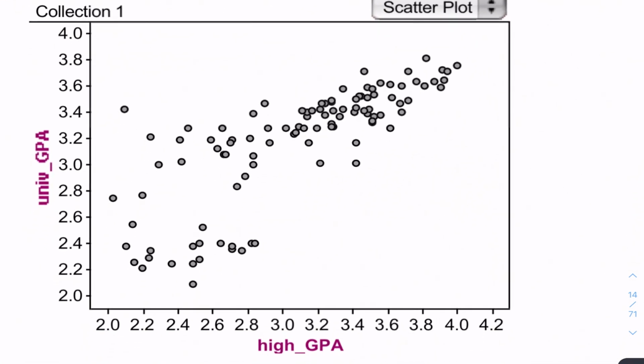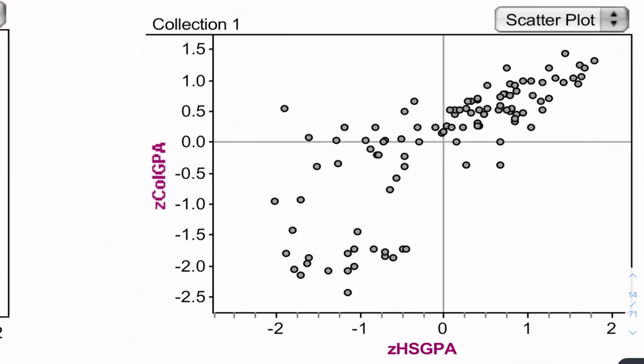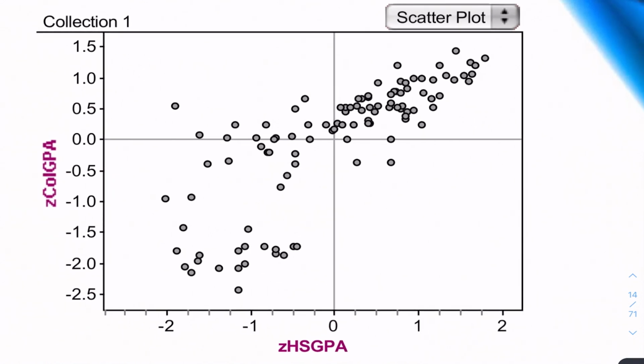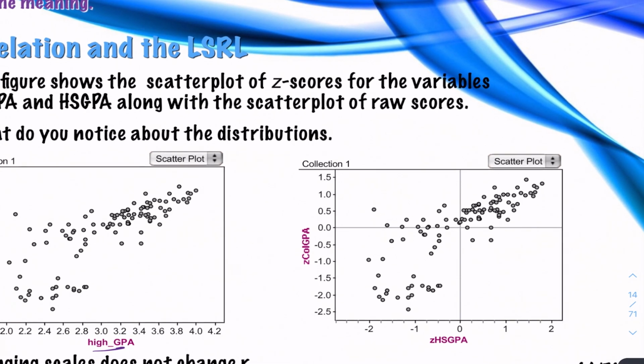Now look, if we're looking at high school GPA to university GPA, we got their scores on each and we get our scatter plot. If we convert those to z-scores, what do we see? They are the exact same graph. The only thing that's different is now we have this crosshair, which is where the two averages meet. So that is where Z high school and Z university GPA are the same.